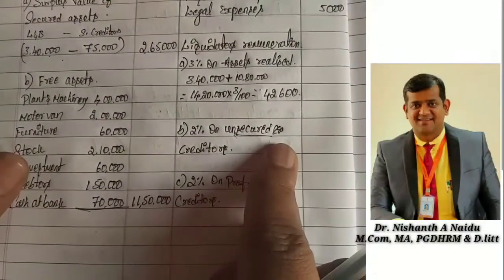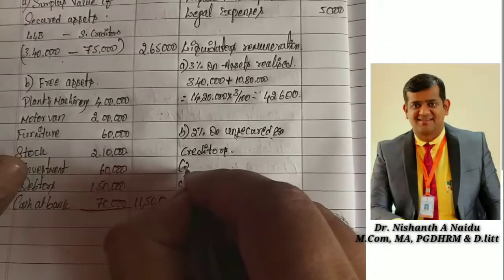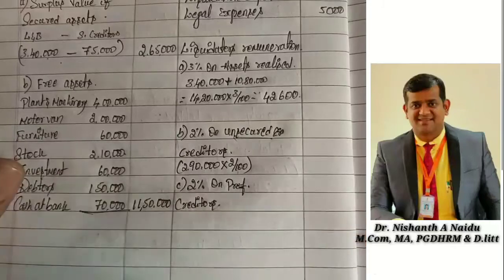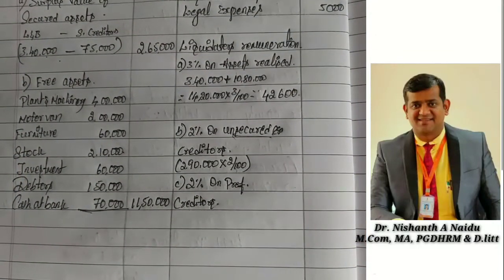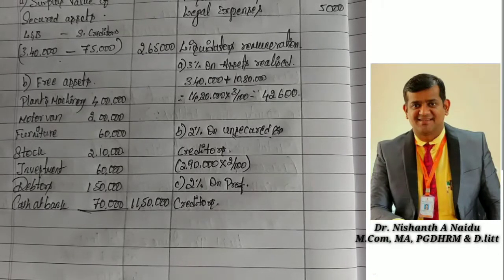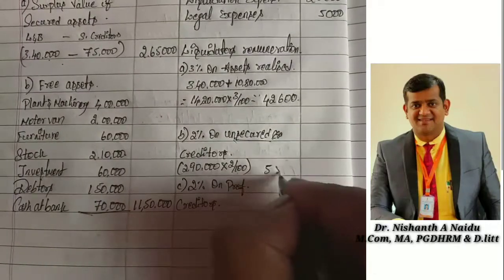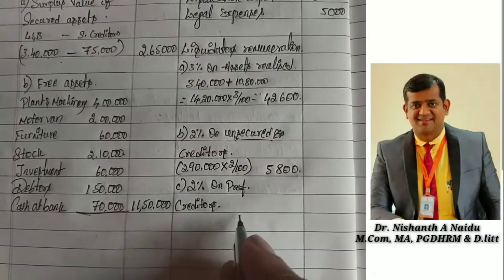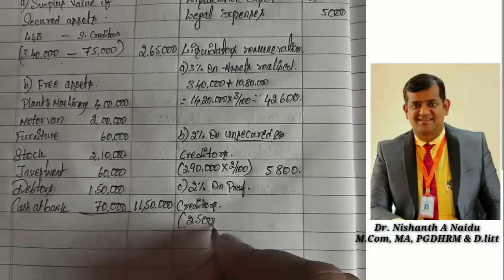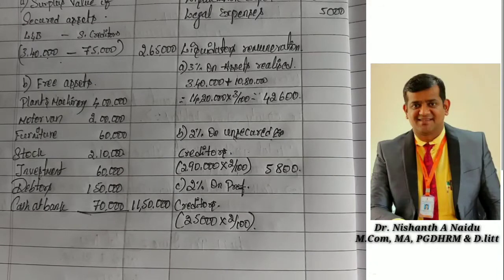So 2% on unsecured creditors. How much unsecured creditors as per your working note? 2,90,000. 2,90,000 into 2 by 100, correct? 2%. 2,90,000 into 2 divided by 100, how much you're going to get? 2,90,000 into 2% is 5,800, correct? Then on preferential creditors, how much? Preferential creditors is 25,000 into 2 divided by 100. So that is 25,000 into 2% is 500.